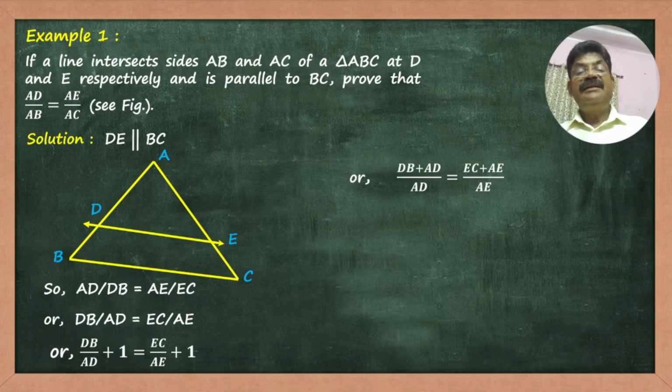So, what will you get? DB plus AD divided by AD is equal to EC plus AE divided by AE. But DB plus AD is nothing but AB and EC plus AE is nothing but AC. Therefore, AB divided by AD is equal to AC divided by AE. When you find the reciprocal, you get AD divided by AB is equal to AE divided by AC.